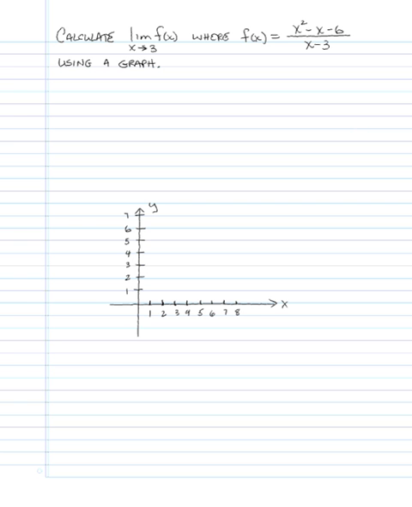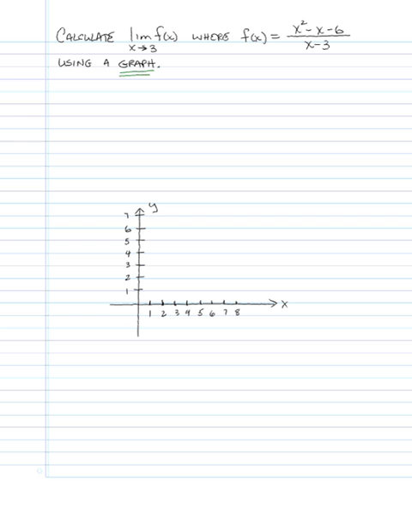We change directions a bit for the next example. We're going to deal with the same function, as you see. We're asked to calculate the limit of f of x as x approaches 3, where f of x is equal to x squared minus x minus 6 over x minus 3, which is what we built a table for a moment ago. But this time we're going to use a graph to make this determination.